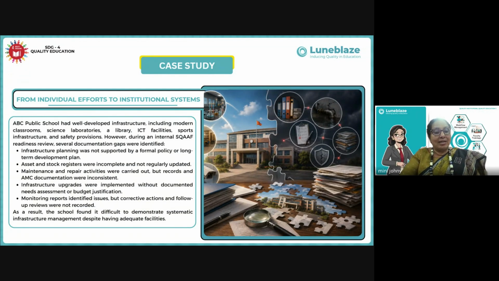As a result, what happens? The school found it difficult to demonstrate systematic infrastructure management despite having adequate facilities. Now let us see the next part of the case study. Next slide, please.